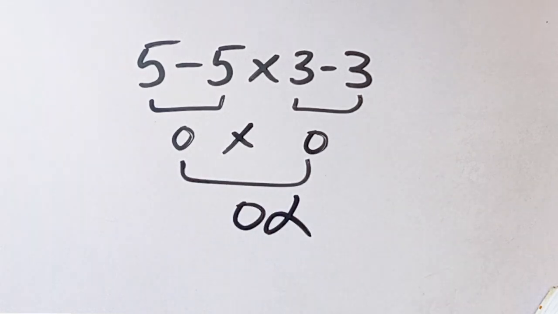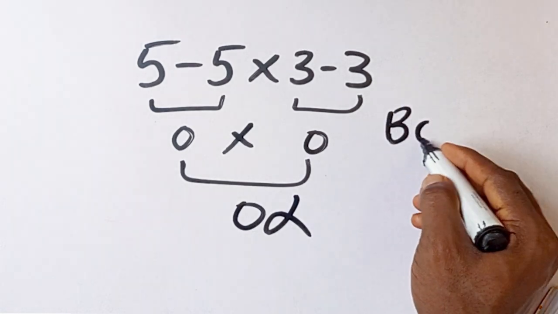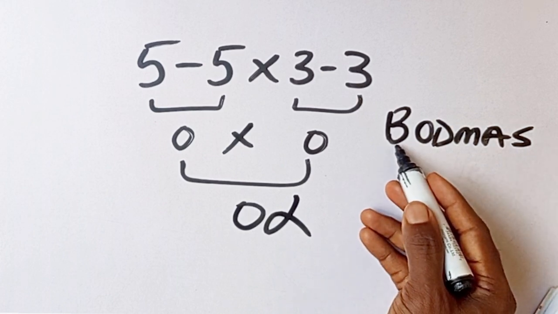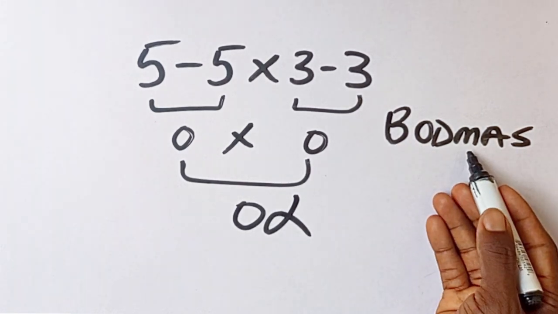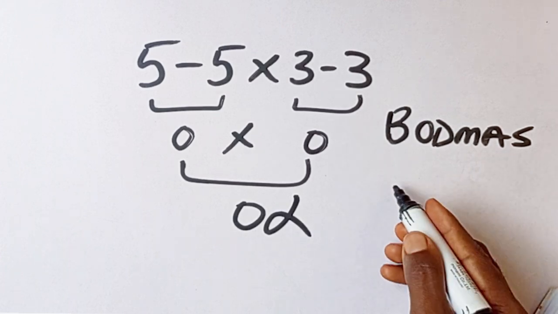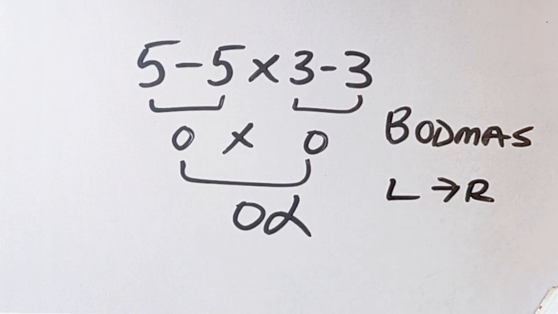But this answer is very wrong, because according to the order of operations, BODMAS, the B stands for bracket, O stands for of, D stands for division, M stands for multiplication, A stands for addition, and S stands for subtraction. And don't forget, we are solving using this rule from left to right.